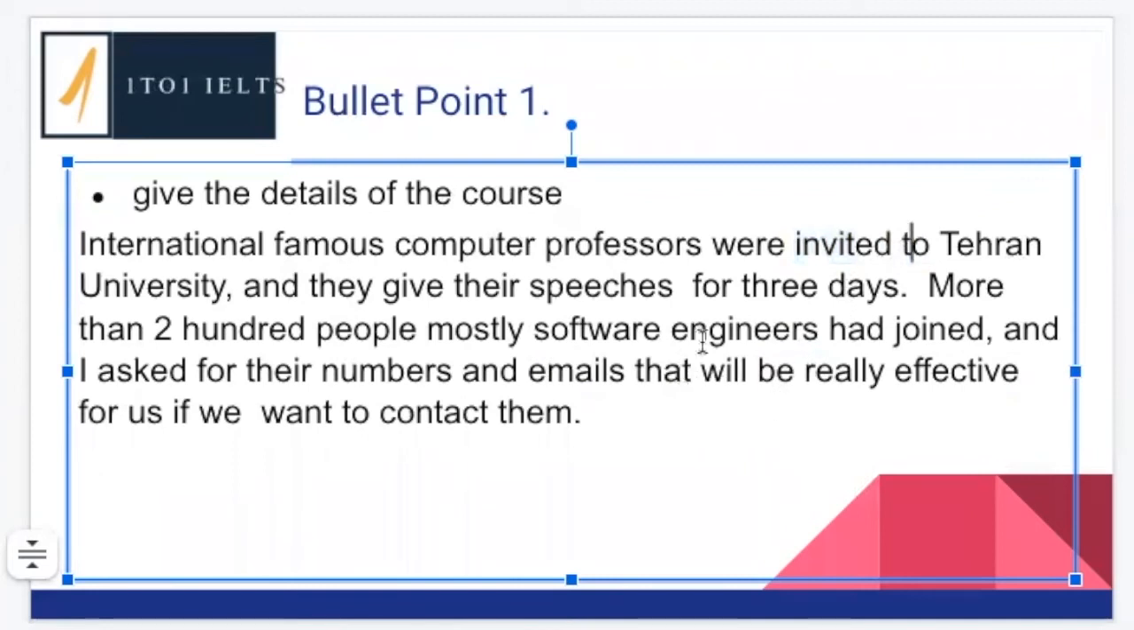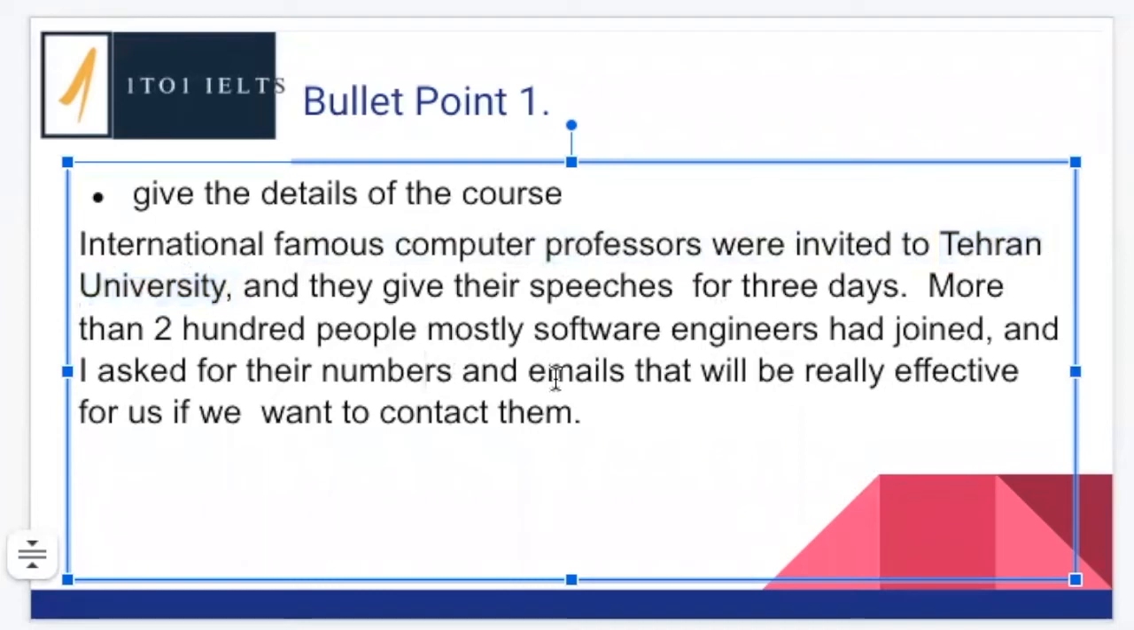passive vocabulary into your active vocabulary. So passive vocabulary is basically when you have vocabulary and you understand it. But active vocabulary is when you can use that vocabulary accurately. So international famous computer professors were invited to Tehran University. Excellent. Just a note on capitalization. This is correct. Both Tehran and university are part of the name of university, so it's capitalized, so good job.